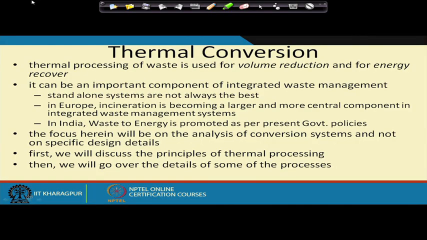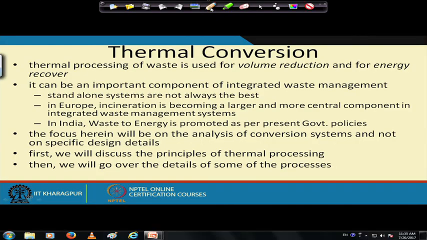As I have been telling you several times, whatever material is there, we cannot really destroy it. We are only converting it to one form or another form. You may have heard me saying several times that anything on the periodic table, we as humans do not have the power to destroy. Essentially, we can only change its form, from a less useful form to a more useful form, less leachable to more leachable, or vice versa, but we cannot really destroy it. So thermal conversion is where we are trying to do volume reduction.